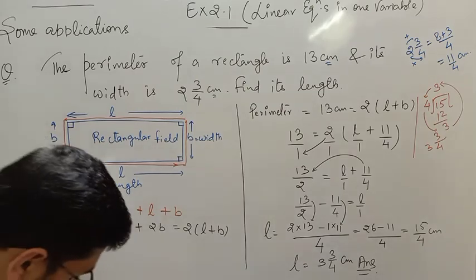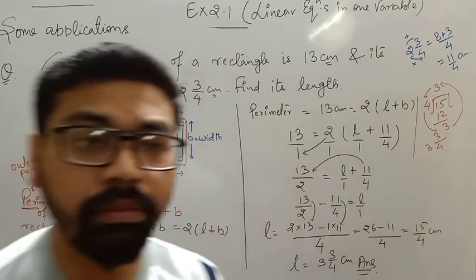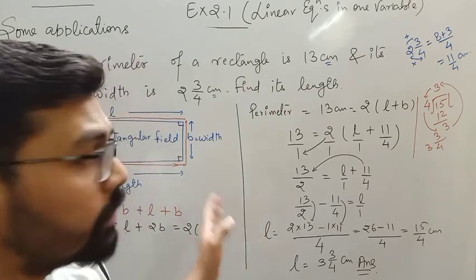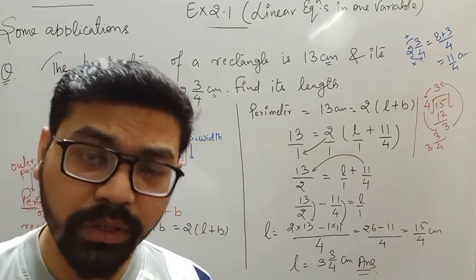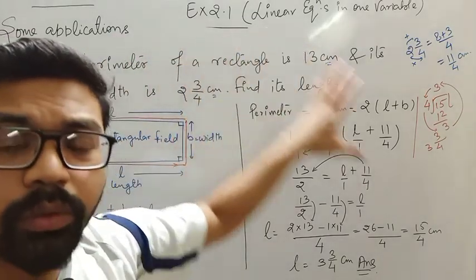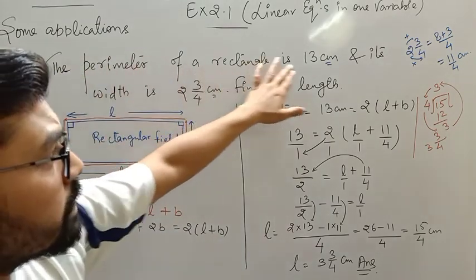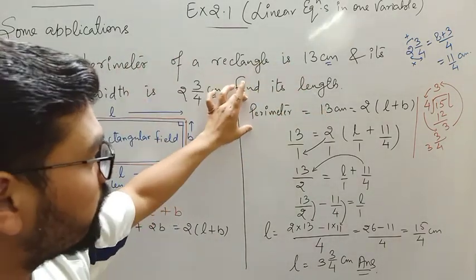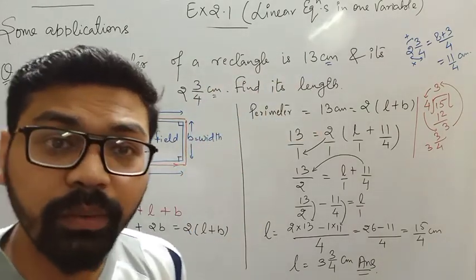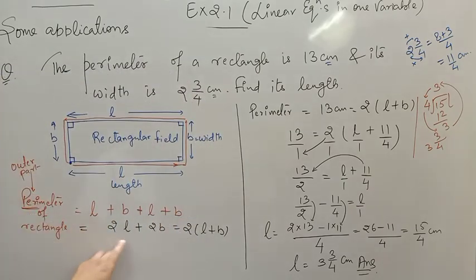So this is all for the day. Please try to learn the concept, because these are word problems. For solving these questions you must understand what the word problem is saying to you. Like, the perimeter of a rectangle is 13 centimeters. That means in your mind, the perimeter is given. Now what is the perimeter of a rectangle? What is the formula for that? So perimeter of a rectangle is twice (L plus B).